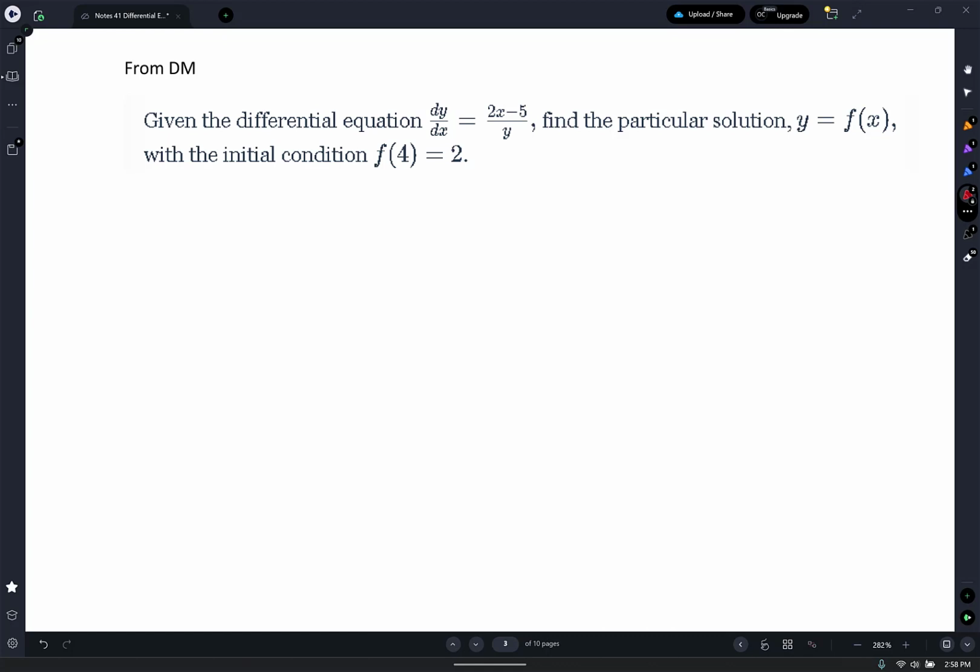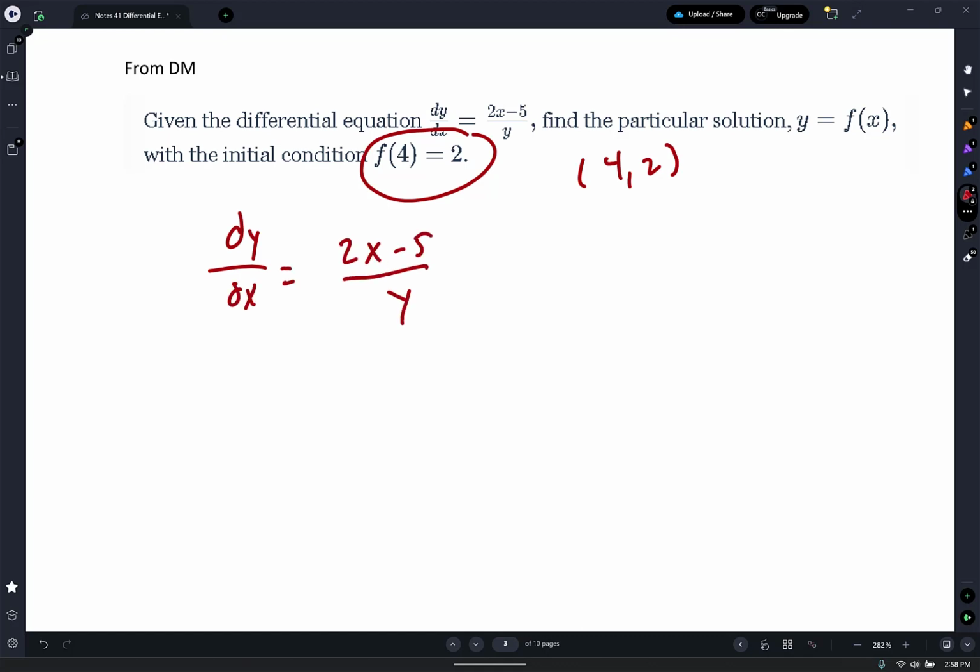So here are some examples. It says, given the differential equation, find a particular solution with the initial condition f of 4 equals 2. If it helps, you can write this as an ordered pair, (4, 2). And here we go. You guys ready? So let's practice. dy/dx equals (2x minus 5) over y, times y times dx. y dy equals (2x minus 5) dx.